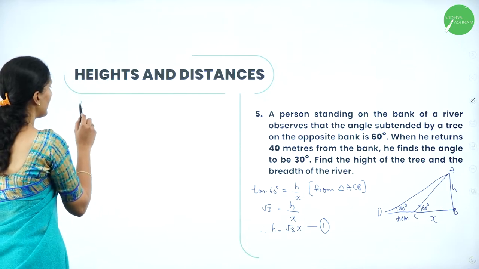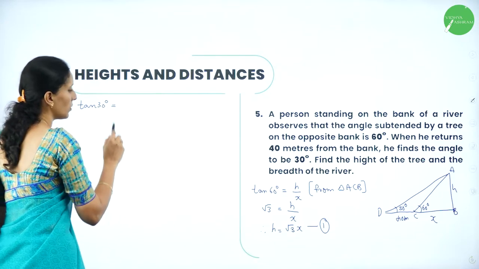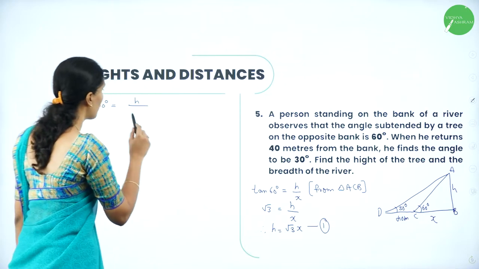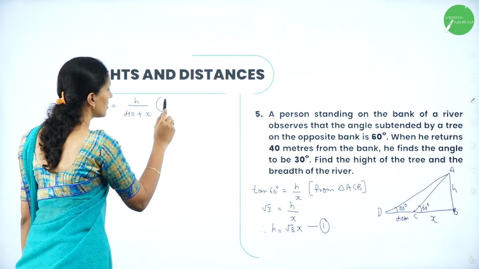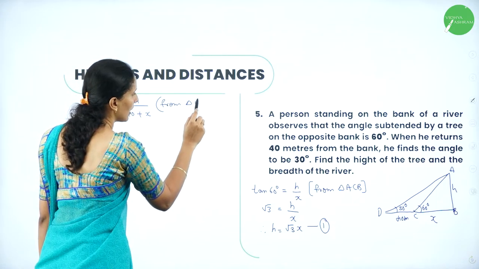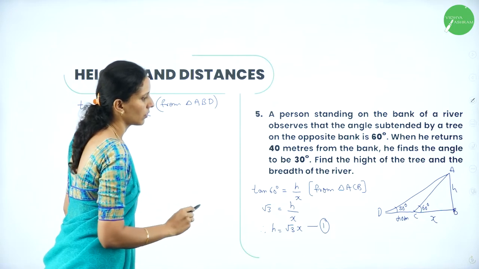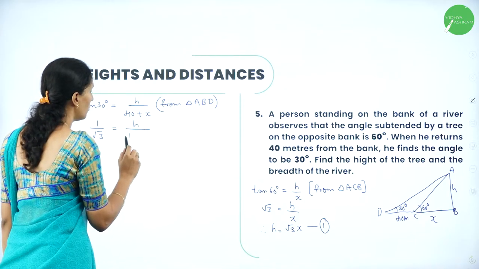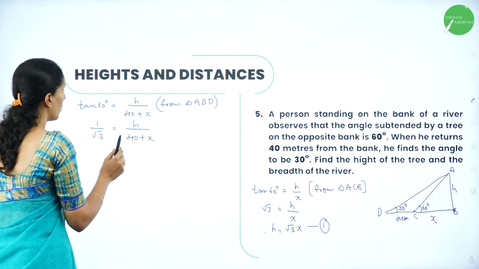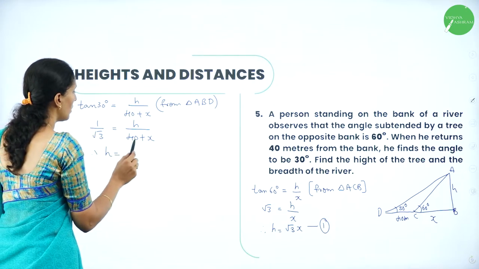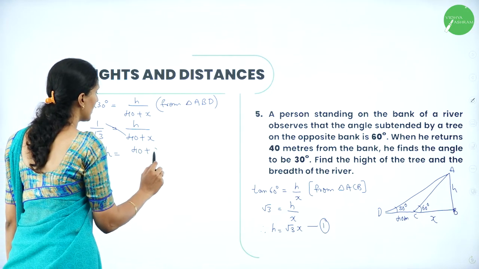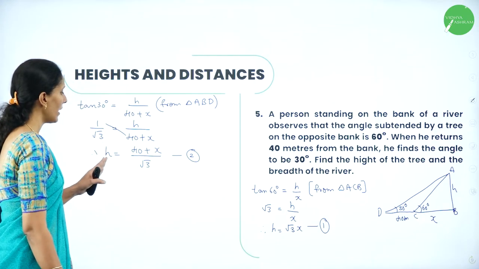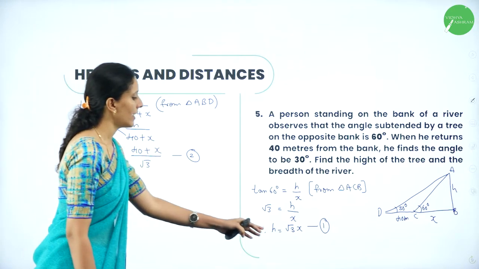Next, tan 30 degrees is equal to the opposite side, which is the height, that is h, and the adjacent side is total 40 plus x. So this is from triangle ABD. So next here, tan 30 degrees is 1 by root 3, which is equal to h divided by 40 plus x. Now, cross multiply this, we get h is equal to 40 plus x divided by root 3. So this is equation 2.